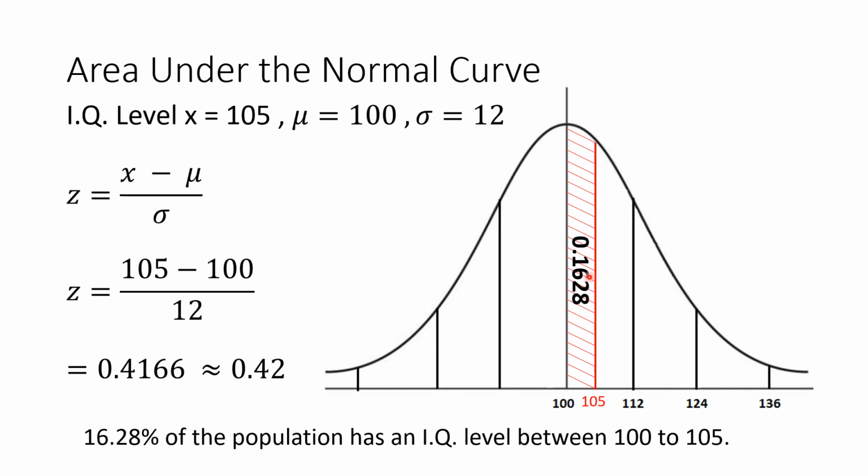So this area can actually be used as probability. So if we're looking for the probability of the population who has an IQ of 105 to 100, you can use the area bounded by the two values as your probability.